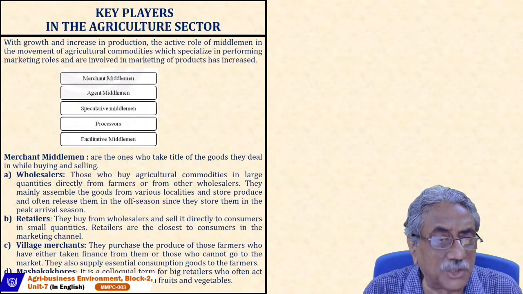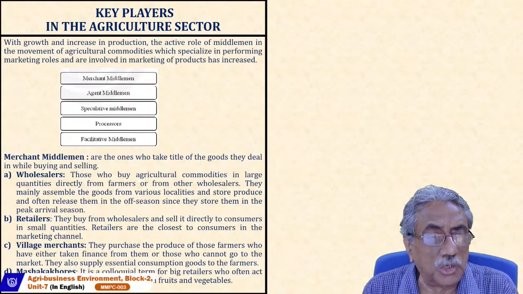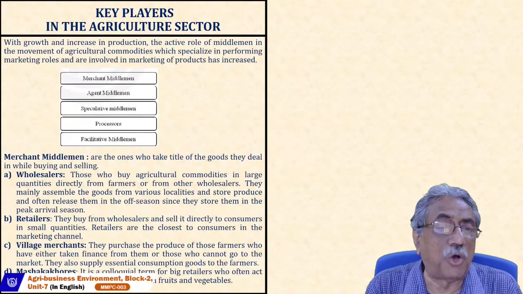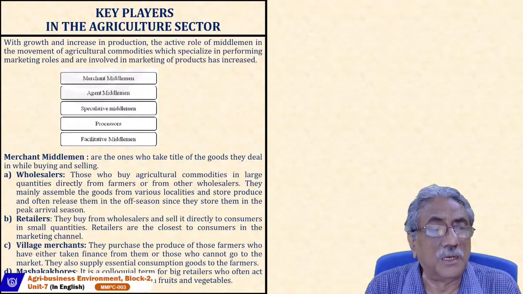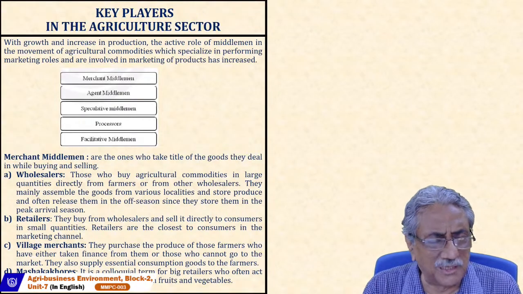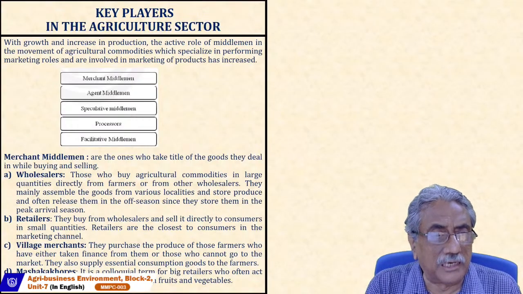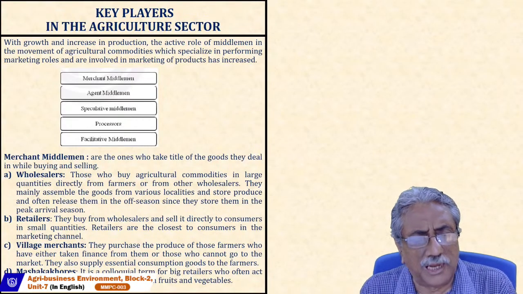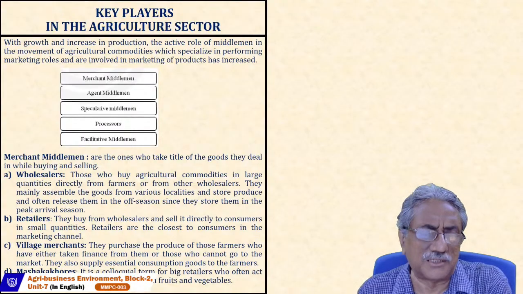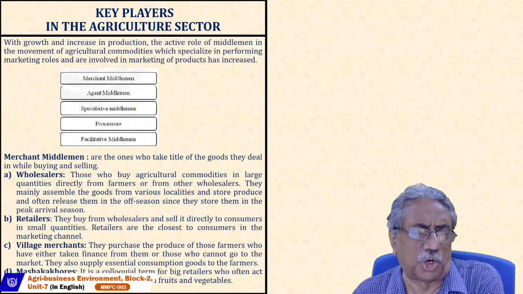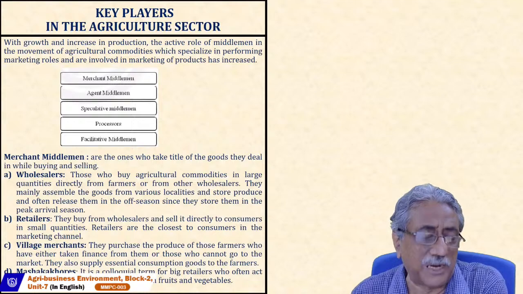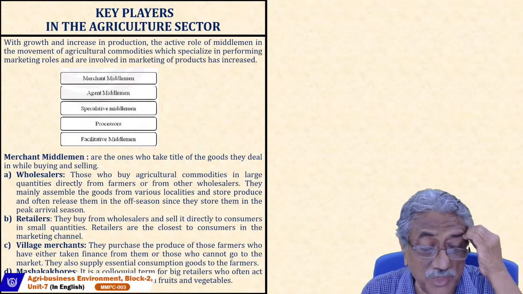So they mainly assemble the goods from various localities, store the produce, and often release them in the off season, since they store them in the peak arrival season. Because when the peak season crop has come, you get it at a lesser price, you store it, and when the season is off and rice and other things are in shortage, then you sell it at a higher price and you make a little more money.